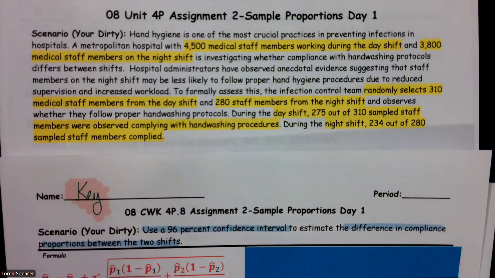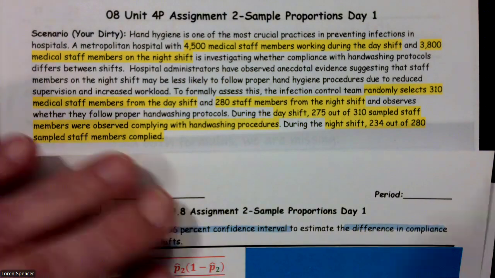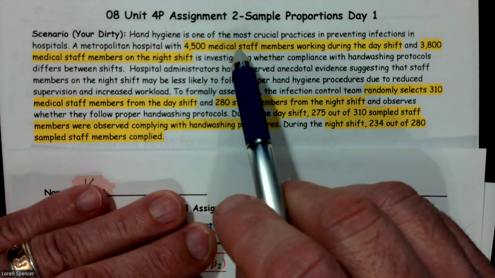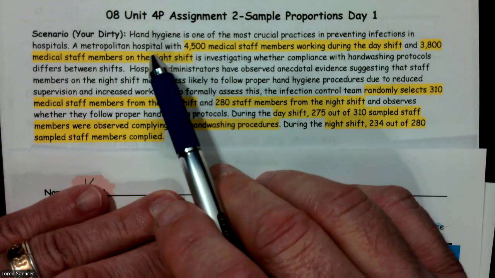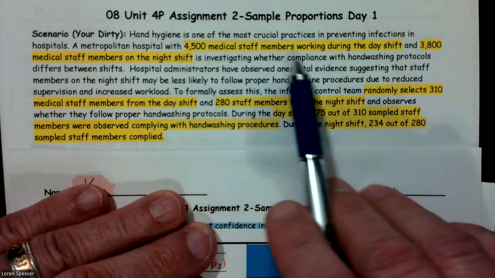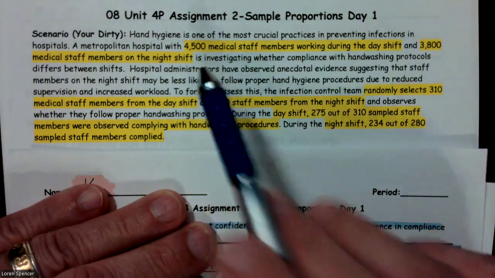Mr. Spensei, and this is an assignment on two sample proportions. We're going to run a two sample confidence interval. And the scenario is your hands are dirty. So, hand hygiene is one of the most crucial practices in preventing infections in hospitals. A metropolitan hospital with 4,500 medical staff members work during the day shift and 3,800 work at the night shift.